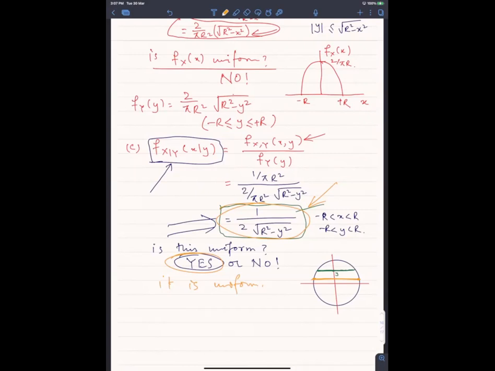Okay, uniform is not just one kind. Uniform could be from 3 to 4, or it could be uniform from 100 to 200. For a given y, you will have a uniform. For another given y, you will have a different uniform, but you will still have a uniform. Okay, does that make sense?